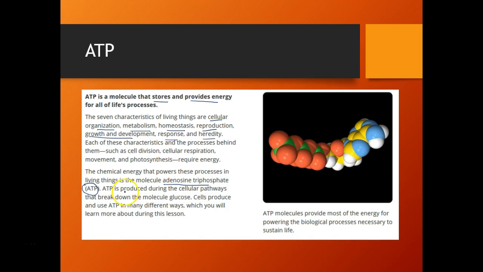ATP is made or produced during the cellular pathways that break down the molecule glucose. So we have glucose as an energy source, and when we break down glucose, we can make ATP, which is a usable form of energy for all living things.